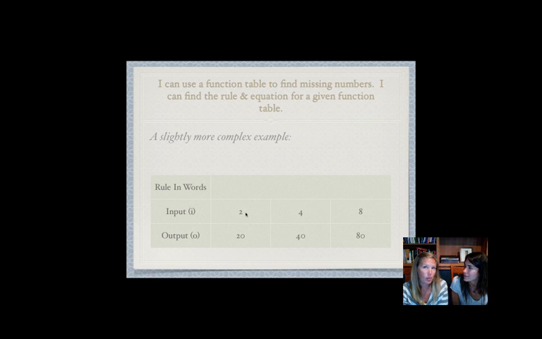So again, you know, we could go back and try and add, but you can see automatically that is not going to work. So I'm going to think multiplication because we're going bigger here. So to get from 2 to 20, I have to multiply by 10. I'm multiplying my input by 10 to get my output. To go from 4 to 40, again, multiplying by 10. So that's working so far. 8 to 80, multiply by 10.